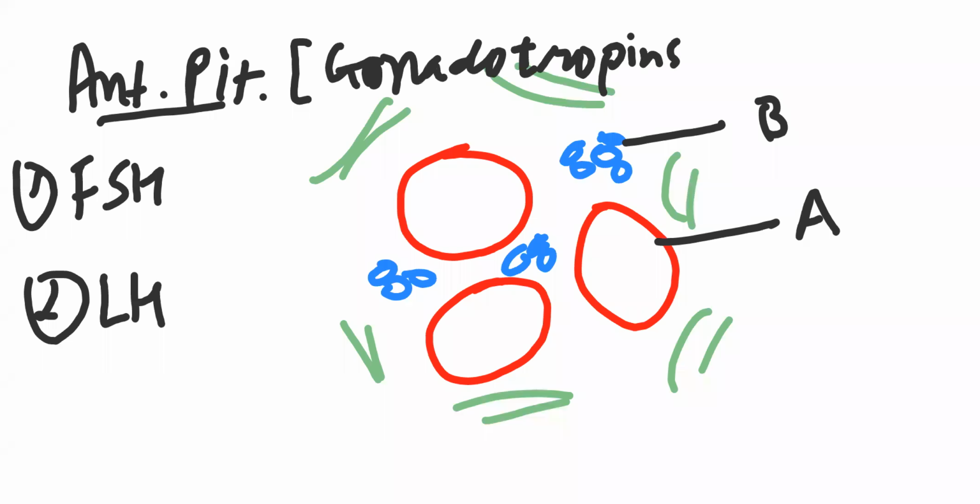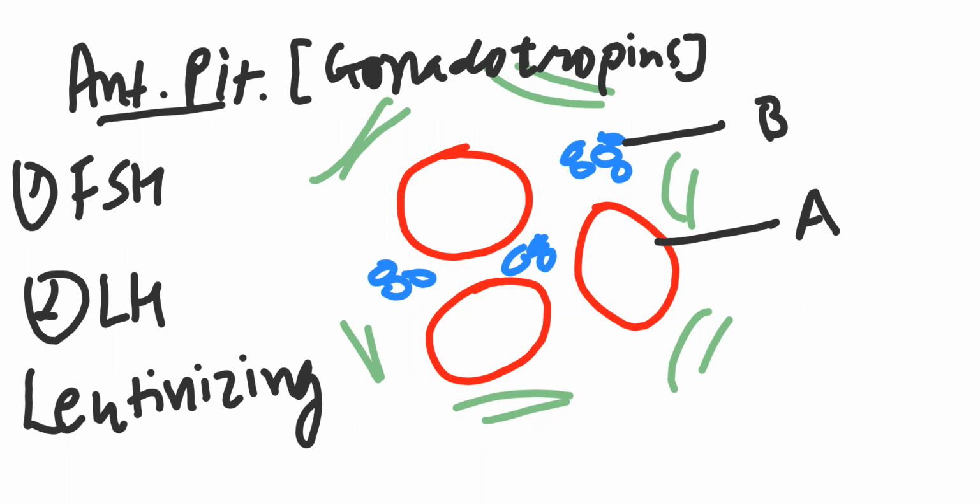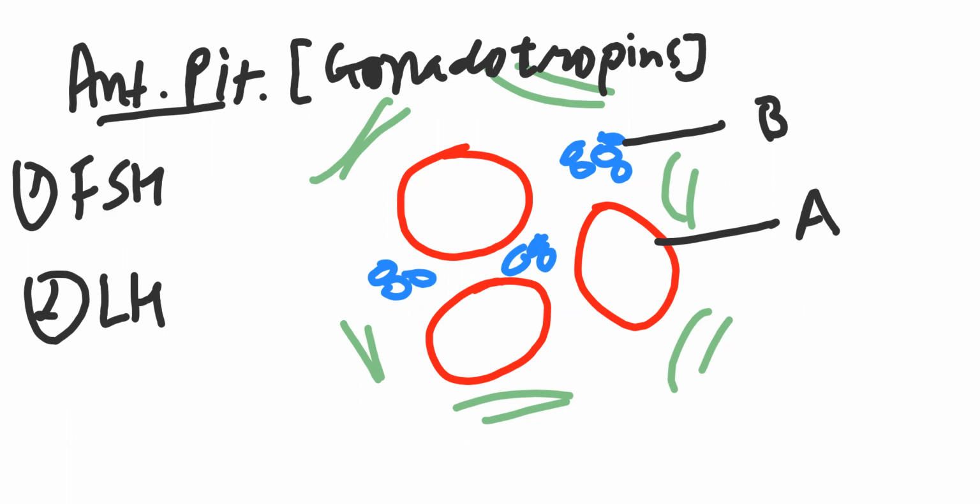These gonadotropin hormones are actually two different hormones, FSH and LH. FSH stands for follicle stimulating hormone and LH stands for luteinizing hormone. Luteinizing, L-E-U-T-I-N-I-Z-I-N-G, hormone. So these two hormones are secreted from the anterior pituitary in the male individual as well as in the female.